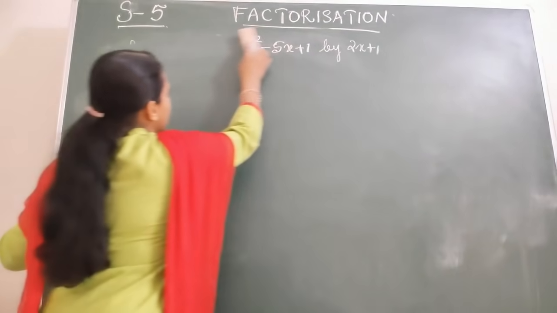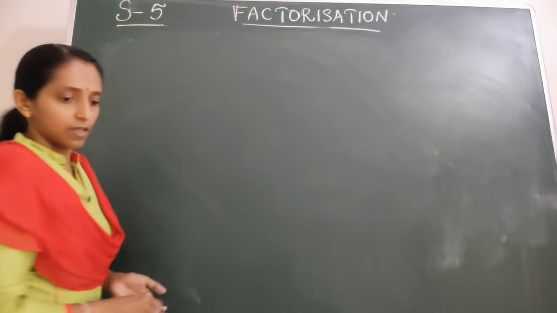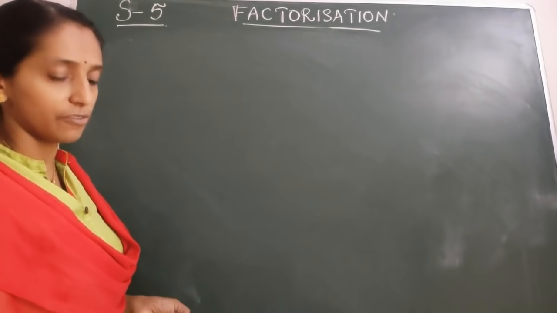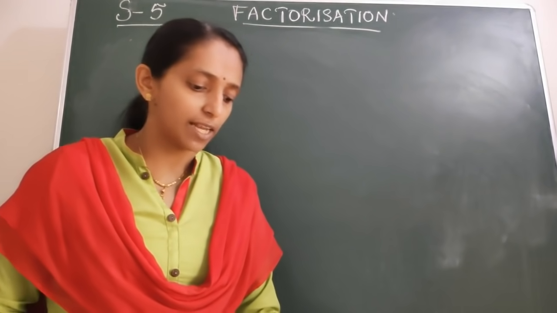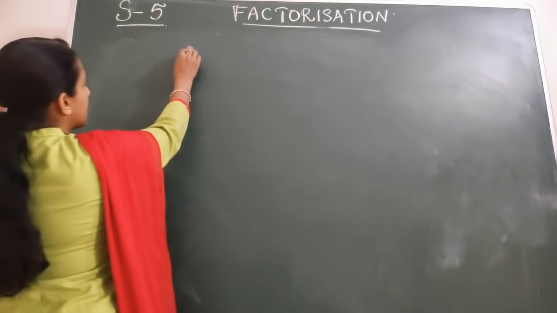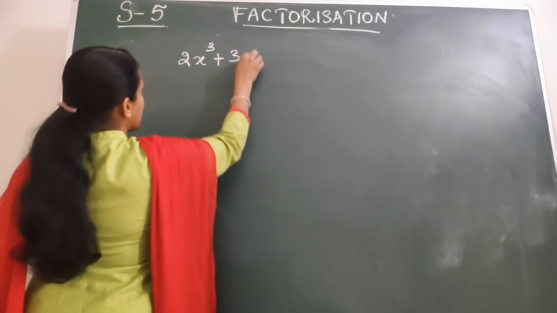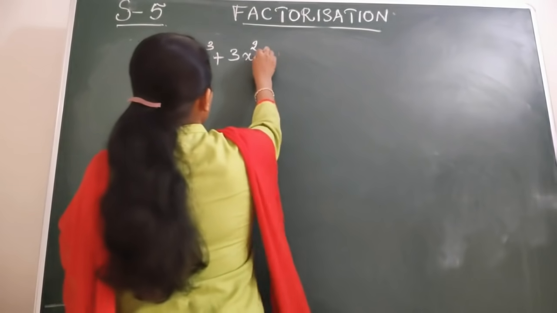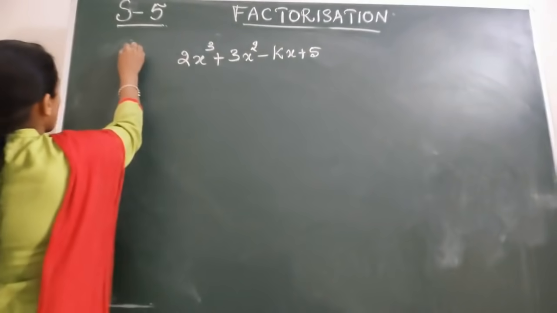Okay. Now another question is given here. Find the value of k. If you are having the textbook, we are solving exercise questions. So find the value of k when 2x cube plus 3x square minus kx plus 5. This is the polynomial given.